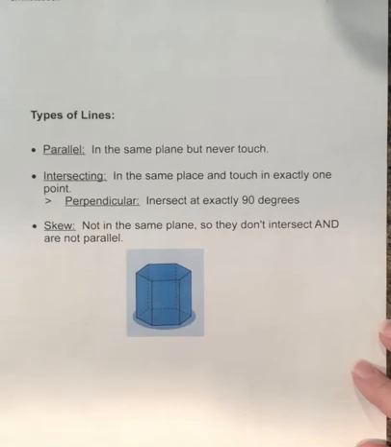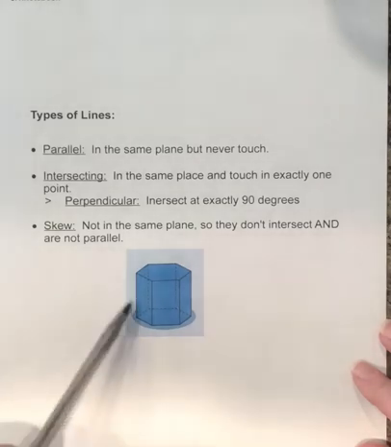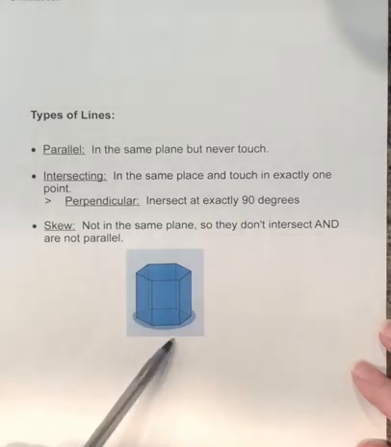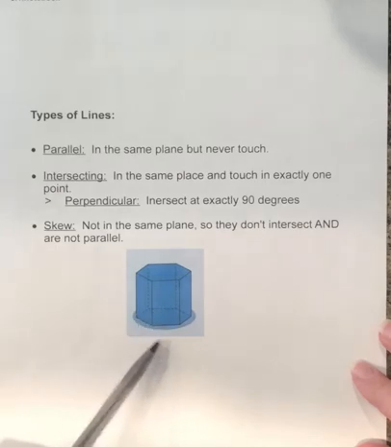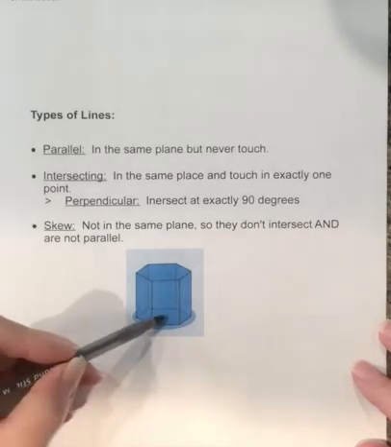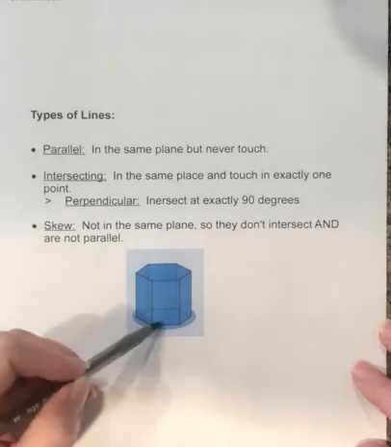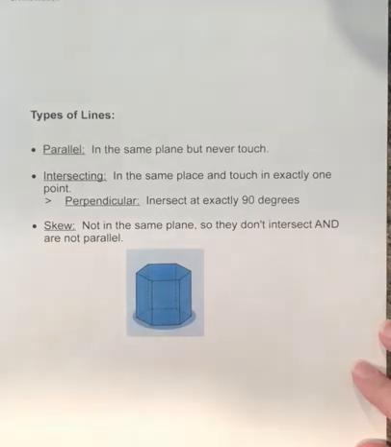Perpendicular lines are still intersecting lines, but they intersect in a special way, at exactly 90 degrees. I don't know if there are any examples of that right here, the way this figure actually is. There would be some perpendicular intersecting lines if we drew in the apothem like we did back in chapter 10.